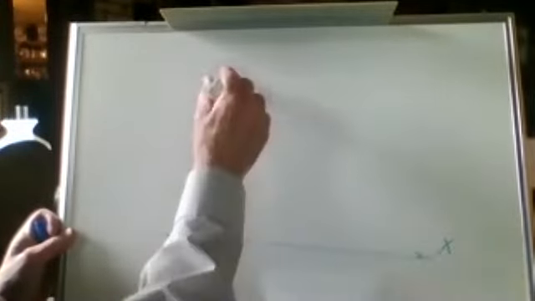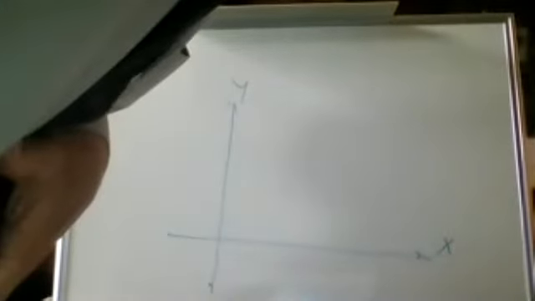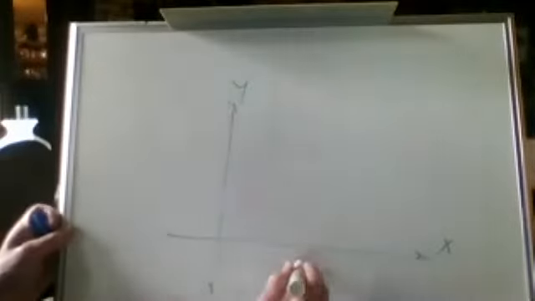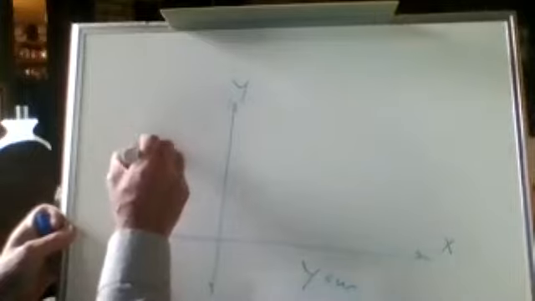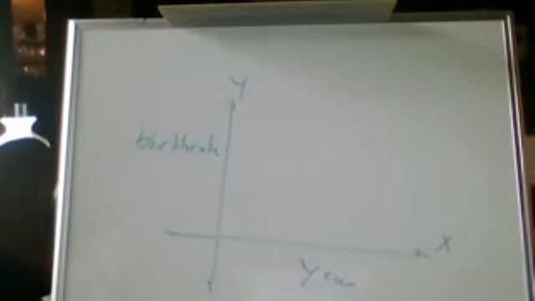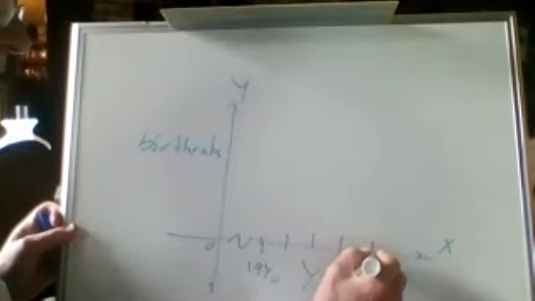Okay, so we have x, we have y, and they tell us already. We don't have to decide. They tell us that x is the year. So this is the year, and this is the birth rate. Okay. And if you look at your data, if you look at your table, years go 1940 through 1990. So if this is 0, then I would stick in my little break here. This would be 1940. Now do 1950, 1960, 1970, 1980, 1990, okay?